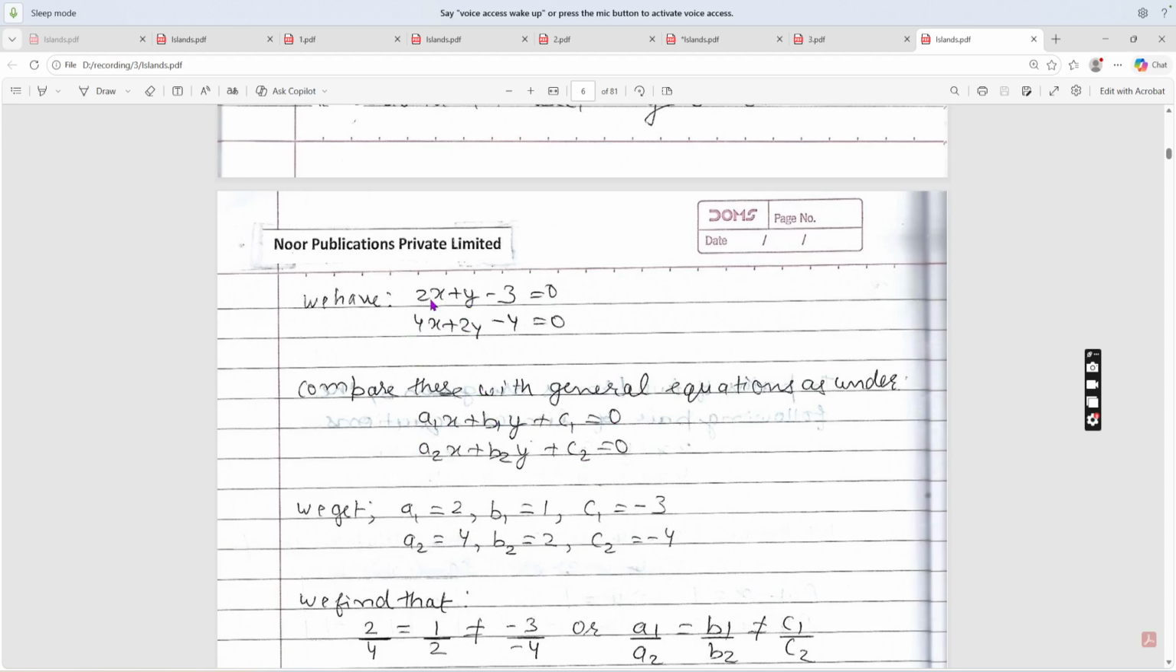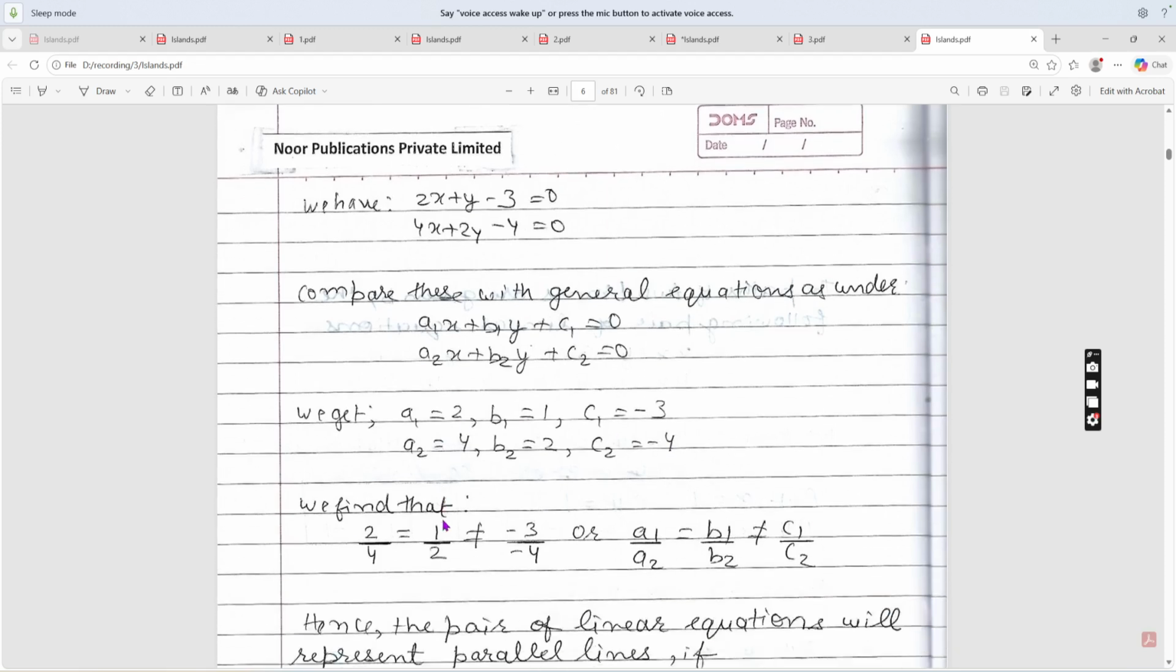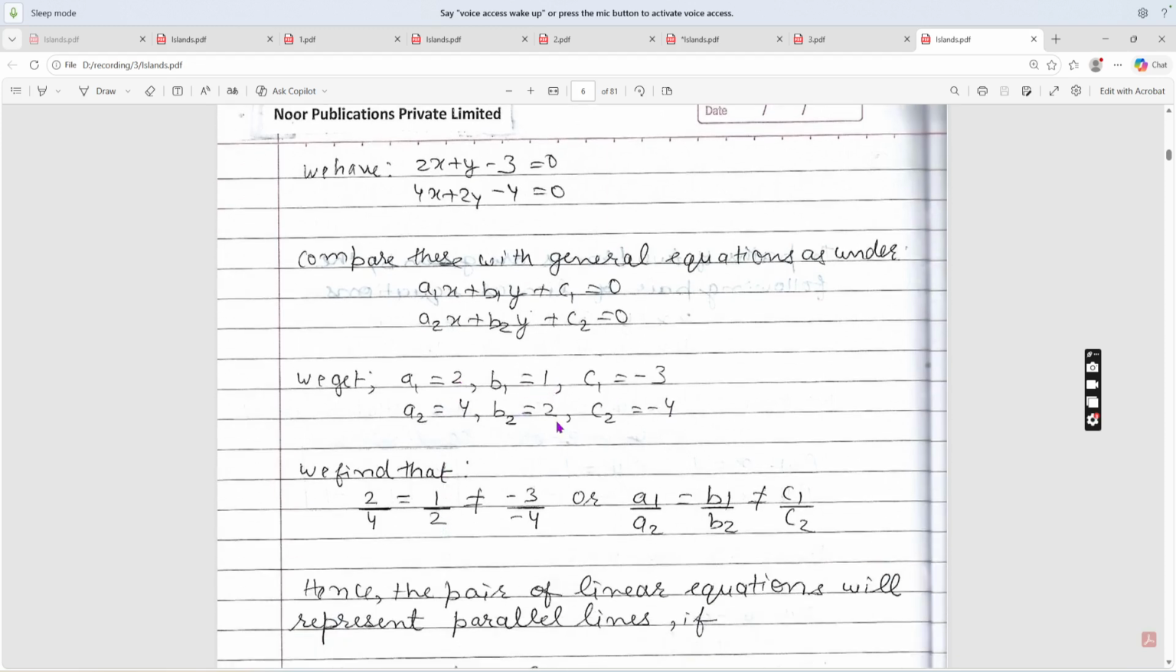Now just see, when we compare these, we are getting coefficient of x is 2, that is A1. Coefficient of y is plus 1, that is B1. Constant term on LHS of first equation is minus 3, so C1 is equal to minus 3. Coefficient of x is 4 in second equation, so A2 is equal to 4. Coefficient of y is plus 2 in second equation, so B2 is equal to 2. Constant term is minus 4 on the LHS in the second linear equation, so C2 is equal to minus 4. Now clearly we can see 2 upon 4 is equal to 1 upon 2, but it is not equal to minus 3 upon minus 4. Hence, we are getting A1 upon A2 is equal to B1 upon B2 is not equal to C1 upon C2.